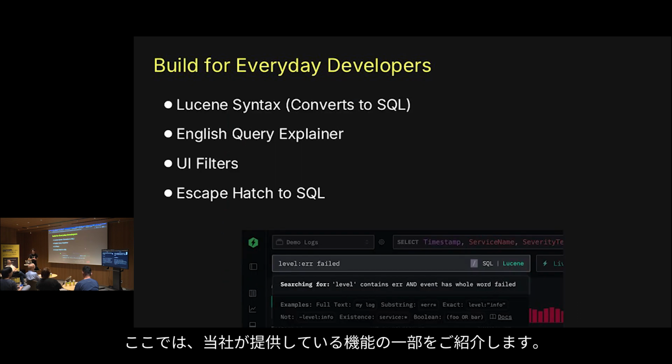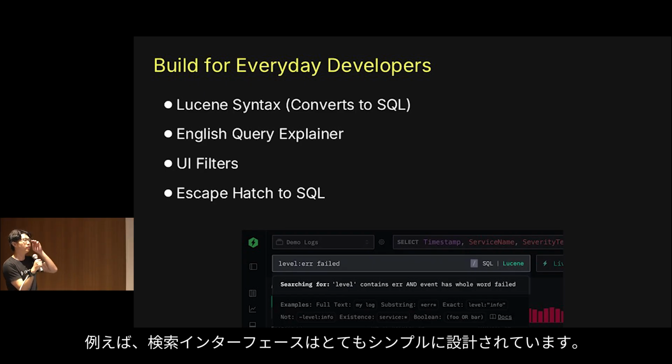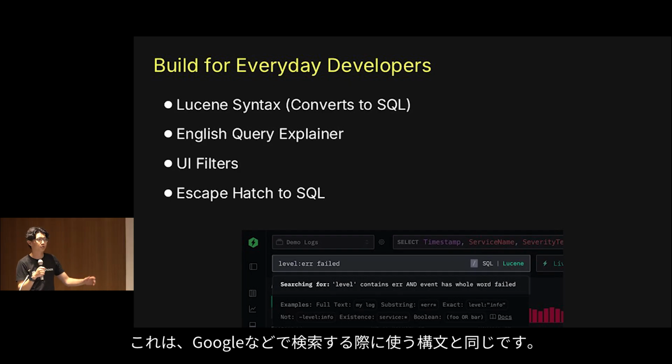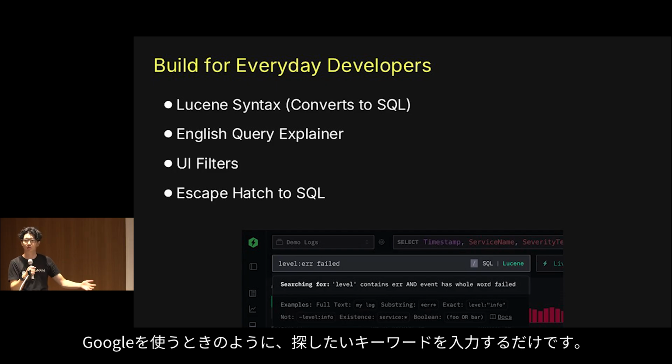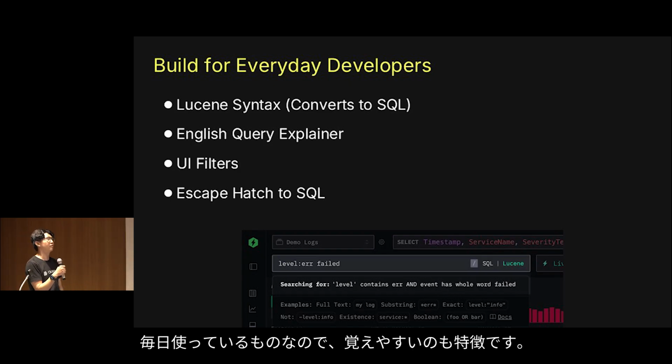A couple examples of this that we provide is, for example, our search interface. The first thing that we do is that we have a really concise Lucene syntax. It's the same syntax that you use in Google, for example. When you go to Google, you type in the words that you want. You can also do property value searches as well. It's really easy to remember. It's something that you use every day already.